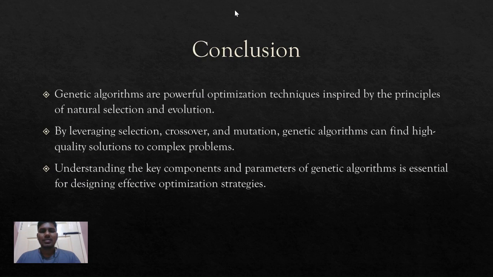So, thank you. At last, we have the conclusion. Genetic algorithms are powerful optimization techniques inspired by the principle of natural selection and evolution. By leveraging selection, crossover, and mutation, genetic algorithm can find quality solutions to a complex problem. Understanding the key components and parameters of a genetic algorithm is essential for designing effective optimization strategies. So these are the concepts under the genetic algorithm.